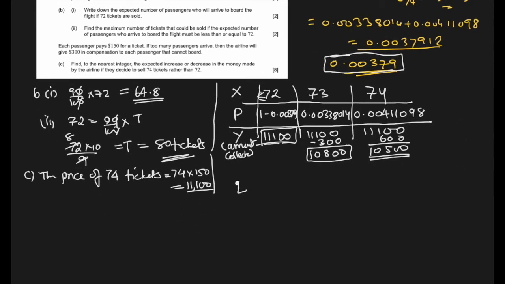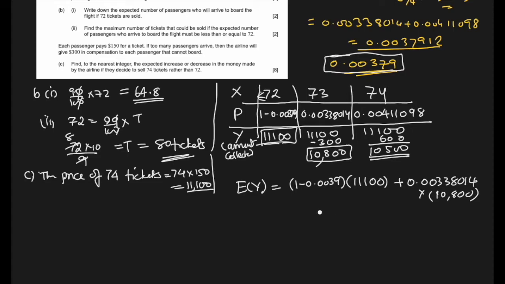So the expected value of Y, the earning, will be 1 minus 0.0039, this is the probability that they will get 11100, plus 0.00338014 multiplied by the amount, in that case 10,800. This is the probability multiplied by the value they are getting.